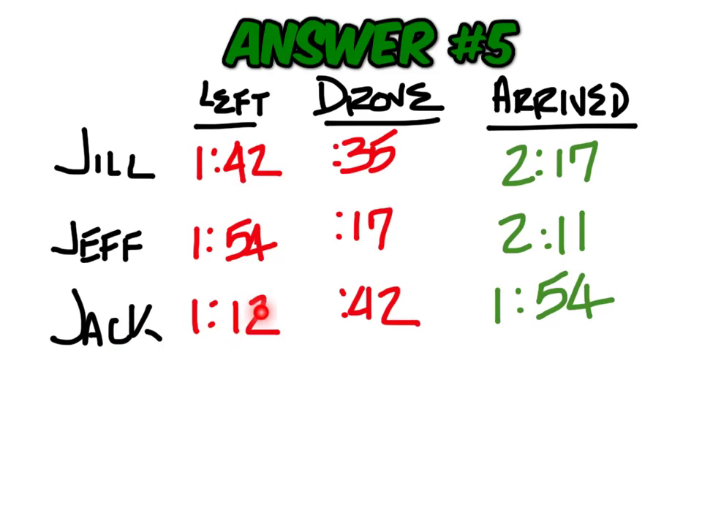Jack left a half an hour earlier than Jill. So 30 minutes from 42 is going to give us 1:12. He drove for 42 minutes. So 12 plus 42 would be 1:54 p.m.